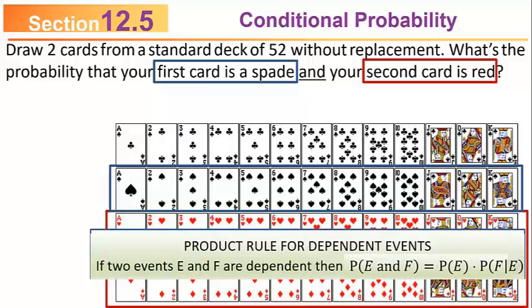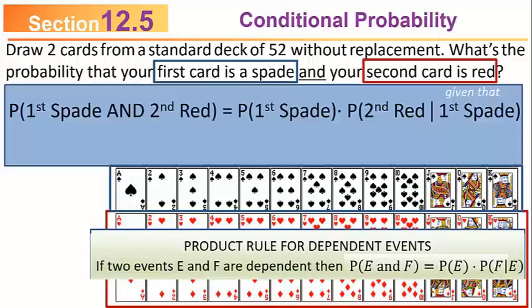the probability of E and F is the probability of E times the probability of F given E. Here, that would be the probability of the first being a spade and the second being red is equal to the probability that the first is a spade times the probability that the second is red, given that the first is a spade.